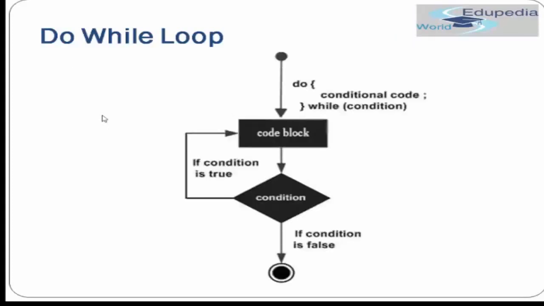So this is a diagrammatic representation which says there's a do block and then there's a code block that is executed. Once the code block is executed, then the condition is checked. If the condition is true, the code block is again executed. Otherwise, it comes out of the loop. I hope this diagram is quite clear.